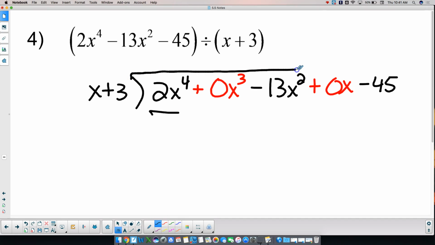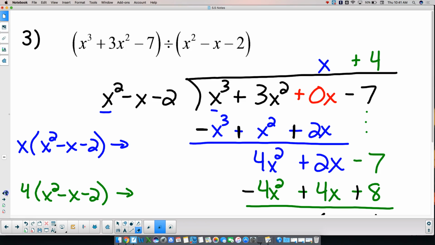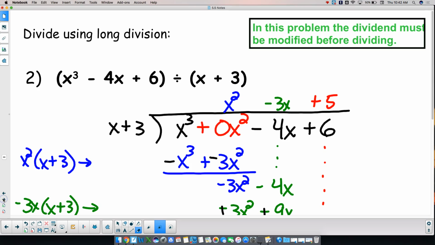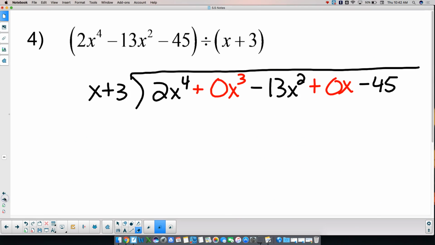How do you know, this is a stupid question, but how do you know when to put a placeholder in? Every exponent smaller than the degree must be represented. If it's not in the problem, you have to represent it with a placeholder. Okay, because it's the same. That makes sense. Okay. All right.